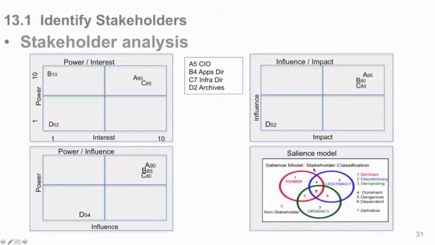And here's your salience model. See what it says? Here's power, what the power these people have. Are they a legitimate person with what they're doing? What's the urgency for them? And things overlap. So over here, dormant, discretionary, demanding, dominant, dangerous, dependent, definitive. What you'd do here is you'd place your stakeholders, A, B, C, D, however many, you'd place them in the appropriate areas, and you'd use these numbers in your stakeholder register to, again, help you rank them.